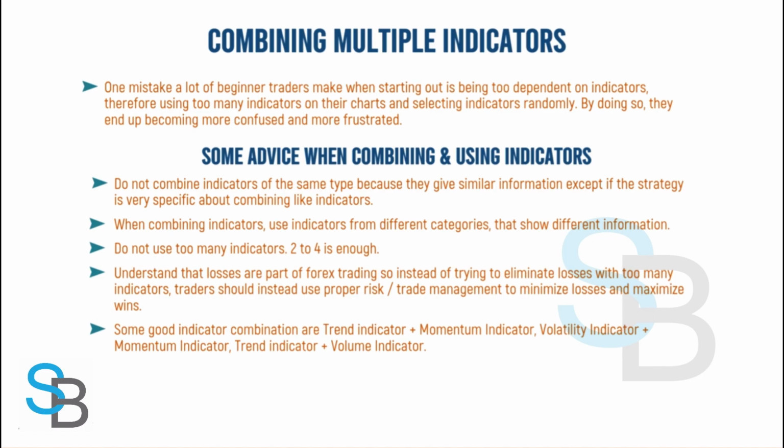Now, some advice when combining and using indicators. Do not combine indicators of the same type because they give similar information, except if the strategy is very specific about combining like indicators. One mistake I see newbies making when combining indicators is that you see them using plenty of indicators. Some people will have up to 10 indicators, up to 15 indicators on one chart. You won't see what's happening in the market. Why would you have 10 indicators? Why would you have 15 indicators? As if your life depends on it.